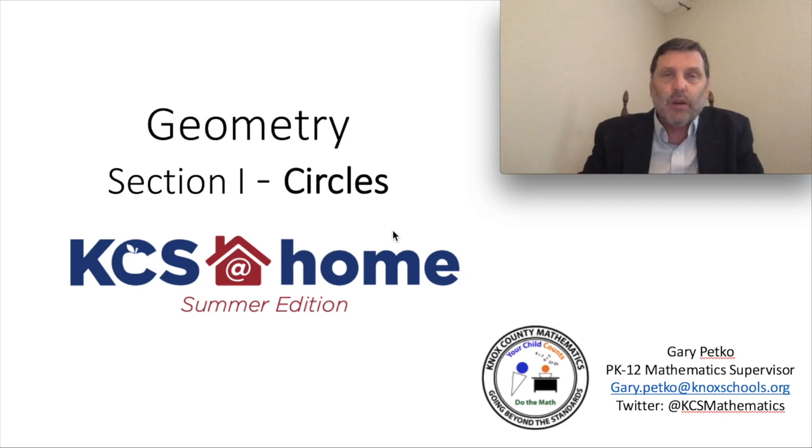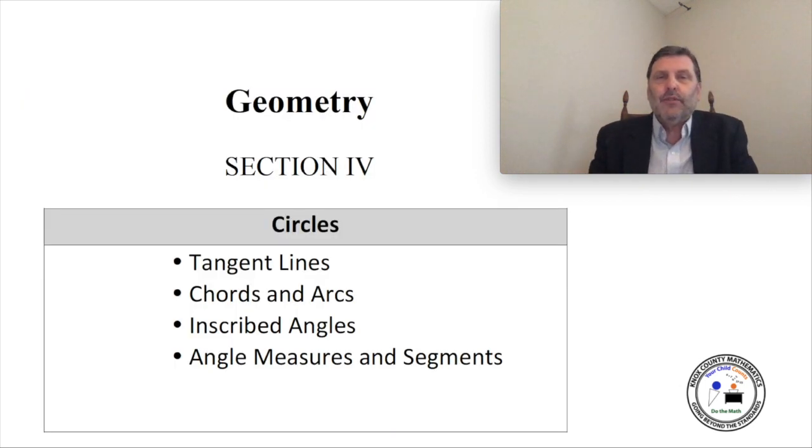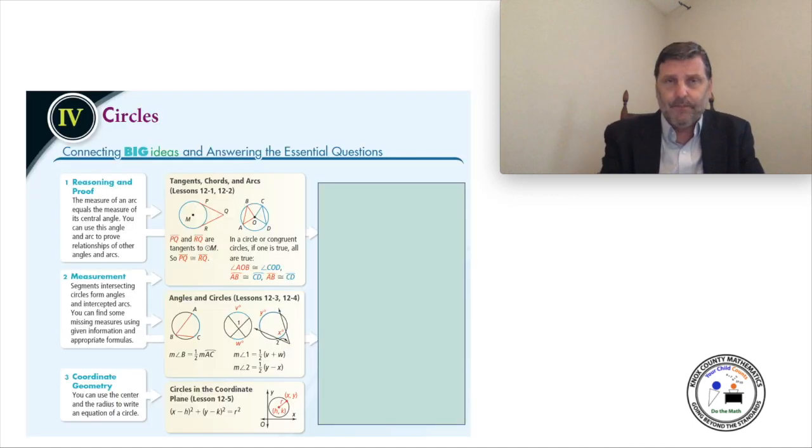I love this part because circles are all around us. I love when we can take physical features out there, such as circles and triangles, and put math behind it. That's what this section is going to be working on. This section revolves around circles and parts of circles: tangent lines, chords and arcs, inscribed angles, angle measures, and segments. We're going to use some of the vocabulary from previously learned geometry and then new vocabulary.